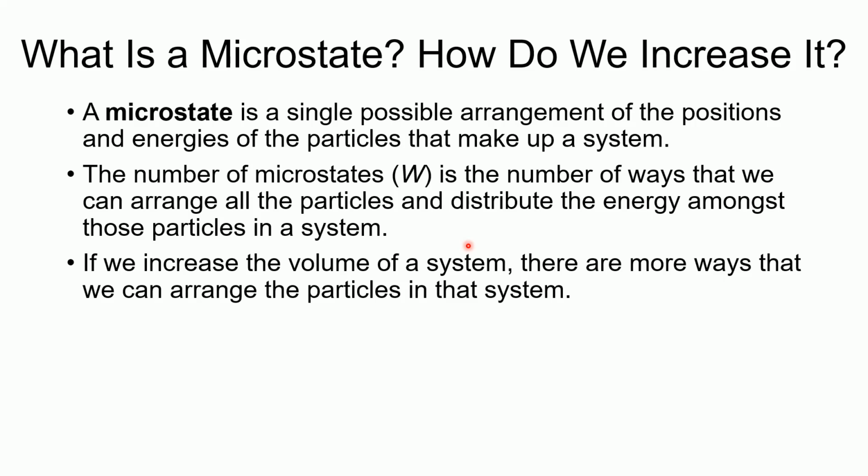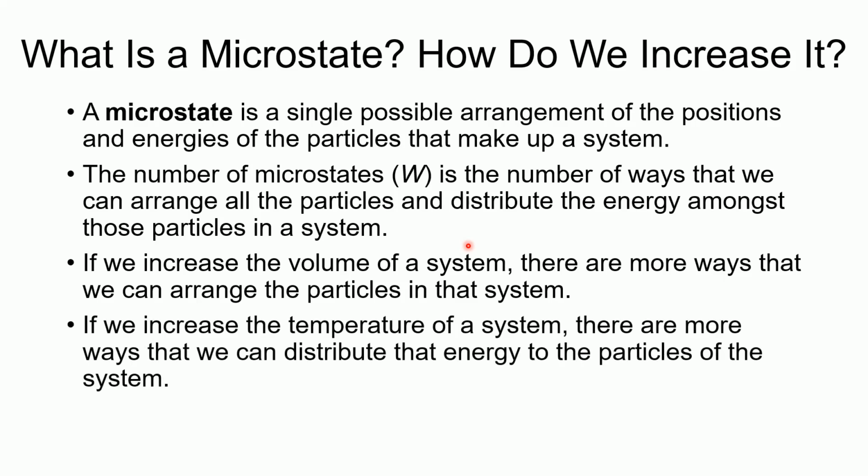Well, if we increase the volume of a system, then there will be more ways that we can arrange the particles in that system. If we increase the temperature of a system, that means there's more energy in the system. And with more energy, there's more ways to distribute that energy amongst all the particles of the system. So, we talked about these two things earlier. If we increase volume, we increase entropy. And if we increase temperature, we increase entropy. Well, this is why. When we increase volume, we'll increase the number of microstates. And when we increase the temperature, we will also increase the number of microstates.